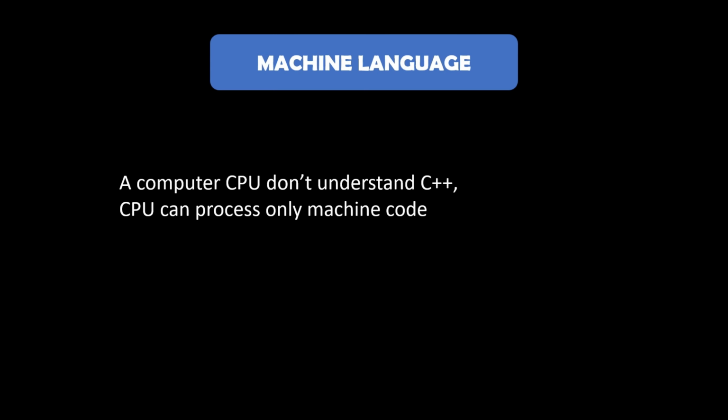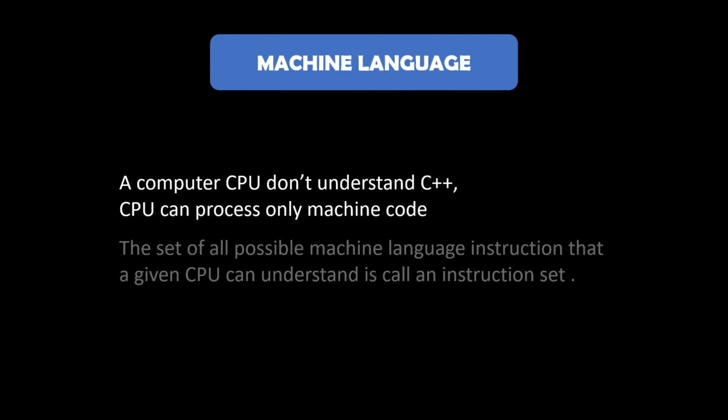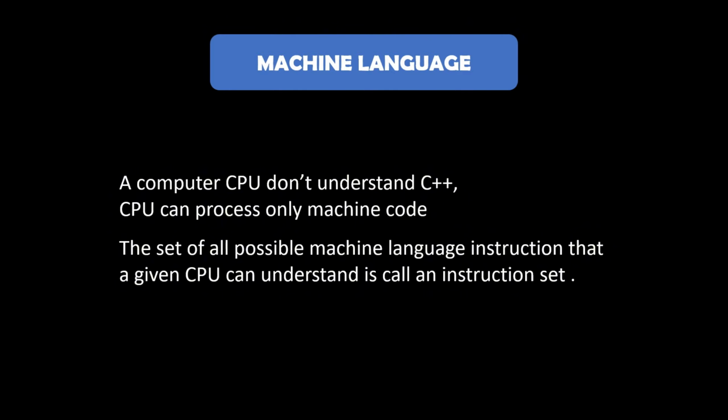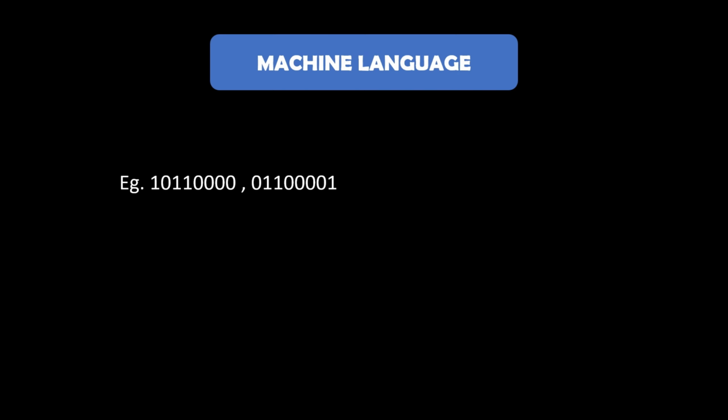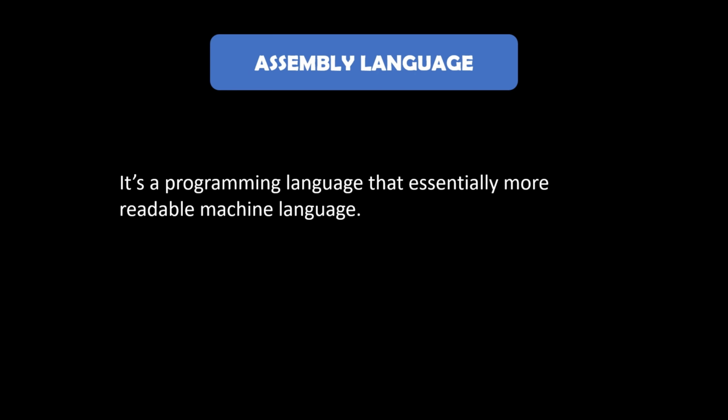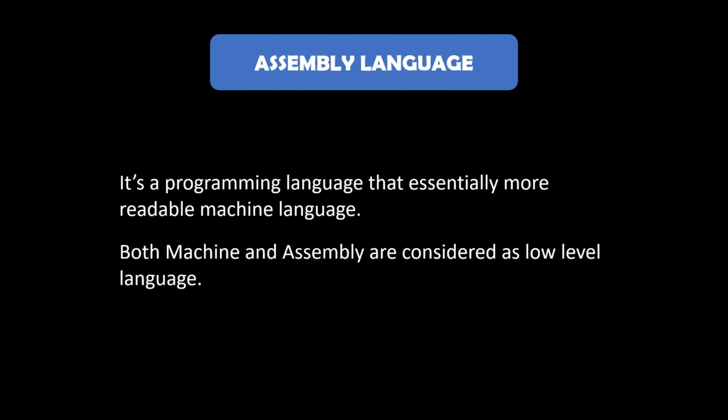First, we should know that a machine, meaning a computer, doesn't understand C++. The CPU only processes machine code. Machine language is basically a set of instructions that is directly understandable by the CPU or computer. It's a binary language, representing 0 and 1, like you can see in the example. Next, assembly language is a much more readable form of machine language. Both assembly and machine language are low-level programming languages.